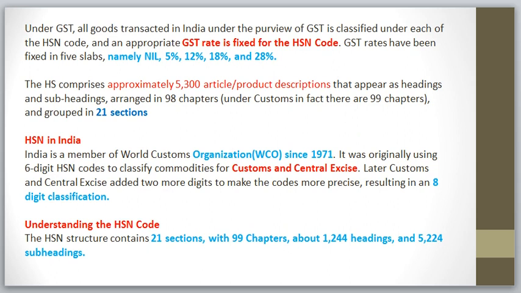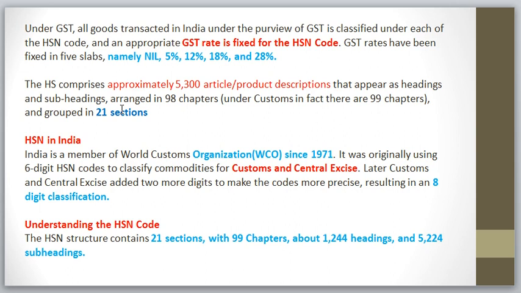It is 8-digit, and the GST rates are specified here: nil rate, 5%, 12%, 18% and 28%. Under nil rate, what goods come and what is their classification? Under 5%, what goods come and what is their classification according to the HSN code? Under 12%, what goods come, and what is the HSN code for that? So all these things happen based upon the GST rates.